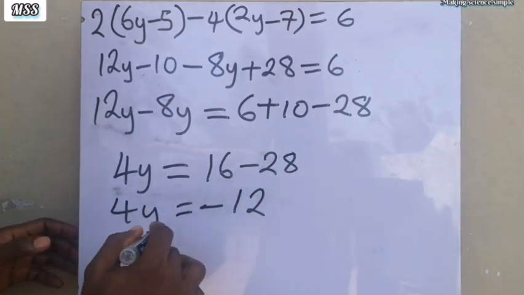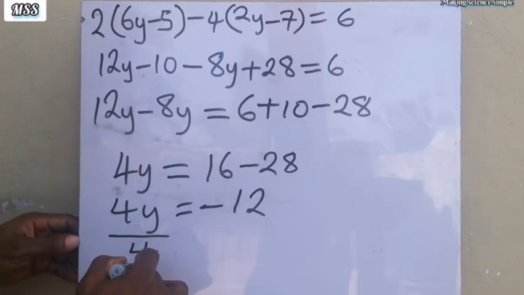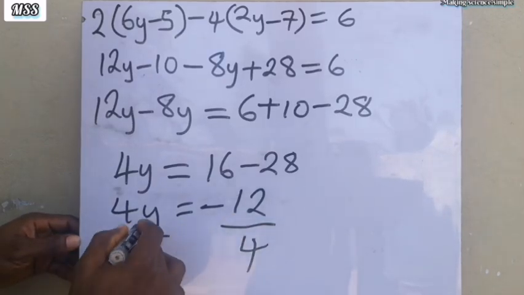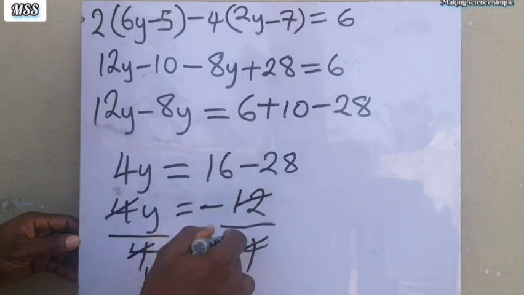Now, in this place, we are having 4 disturbing y. So we'll divide both sides by 4. Okay, so 4 here is only y is equal to, 4 here is minus 3.